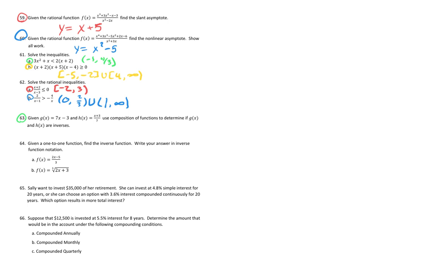3 over 7. Use composition of functions to determine if g of x and h of x are inverses. So what we need to do here is see if we plug in h of x into g, let's see if we get x. So to do this, we're going to have 7 times h of x, which is x plus 3, divided by 7, minus 3. So let's simplify this. So we can see that our 7s are going to cancel. We'll be left with x plus 3, minus 3. We're just left with x. So we know that this here was good.